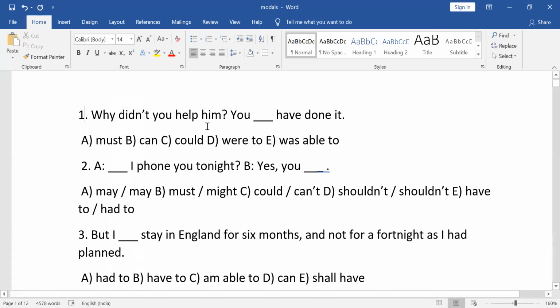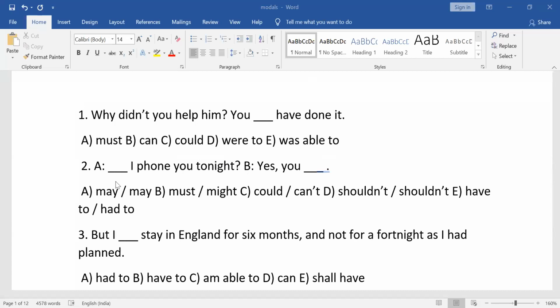Why didn't you help him? You dash have done it. The answer is C. Yes, "you could have done it." It means there was a chance, but you did not do it. I'm only talking about the past. Very good. I'll talk more about this in conditional sentences.